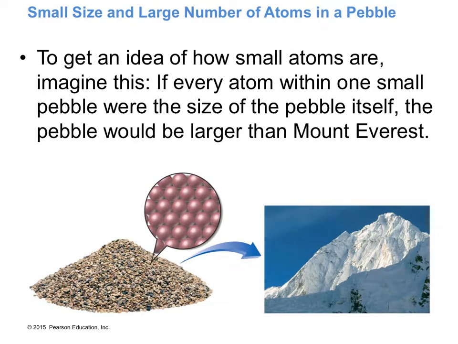Now, just to get a scope of the size, I do like this, to help you visualize how small atoms really are. You cannot see an atom with the naked eye. If you get an idea of how small an atom is, if every atom were the size of a little pebble, then they would reach the top of Mount Everest, the highest point in the world. Even the tiniest piece of grain that you see is actually composed of billions of atoms. That's why they are very, very small.